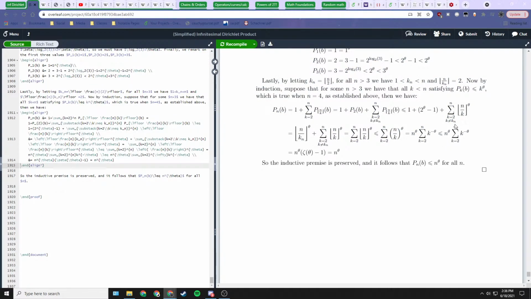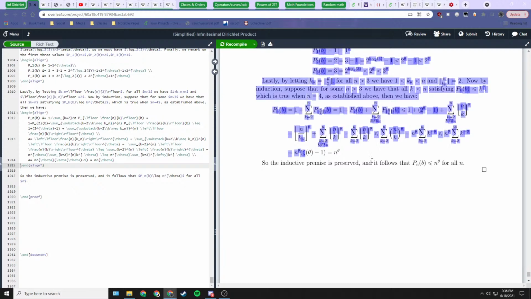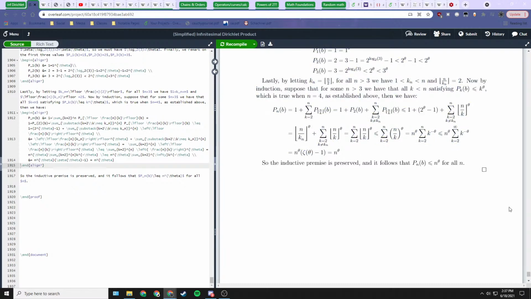This is bounded by n power theta times the summation of k power negative theta. But this entire summation is literally just zeta of theta, but we're just missing this bottom term, which is just 1. So this is n power theta, which is this one, times zeta theta minus 1. Zeta theta is 2, so this is just n power theta.